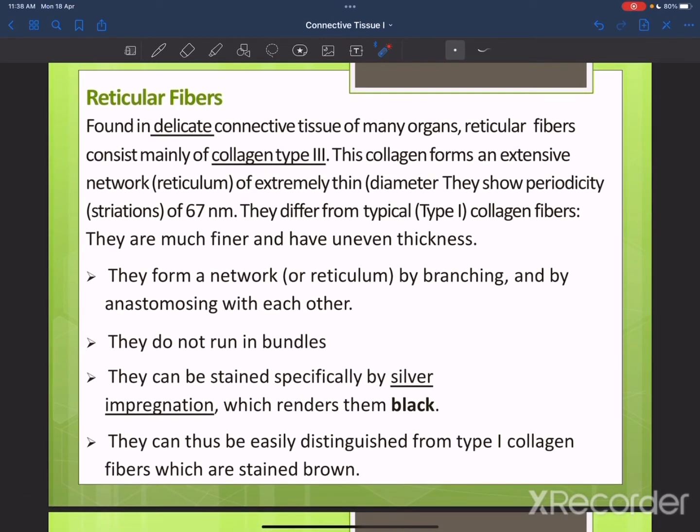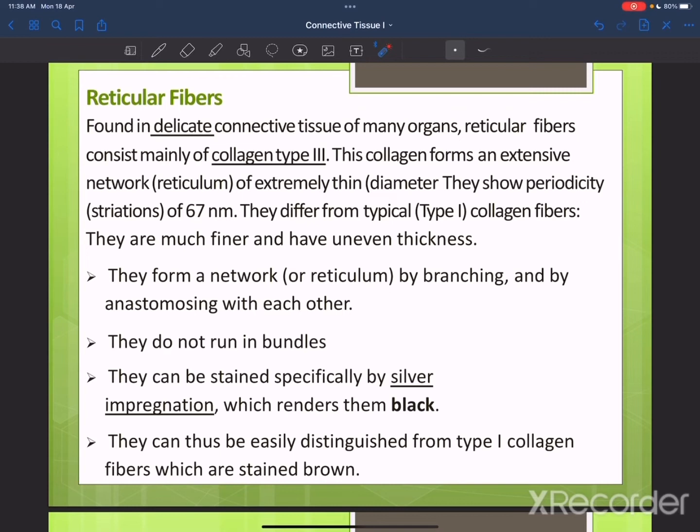What about the reticular fibers? The reticular fibers are more delicate and thinner, as we mentioned. They are formed from collagen type 3. This collagen forms an extensive network, or a reticulum, of extremely thin diameter. They show periodicity or striation again of 67 nanometer at close intervals. They differ from typical type 1 collagen fibers. They are much finer and have uneven thickness.